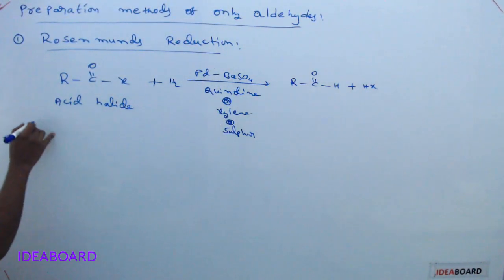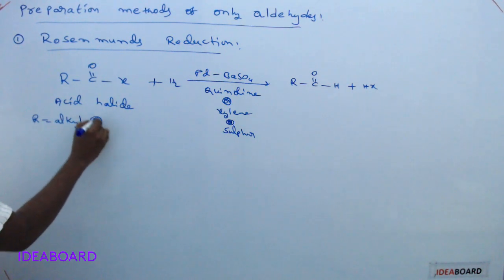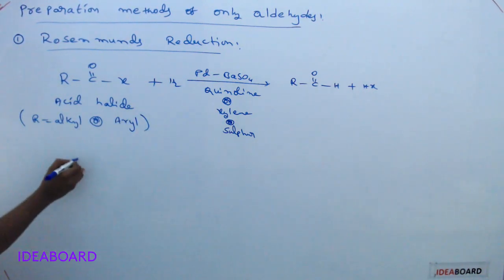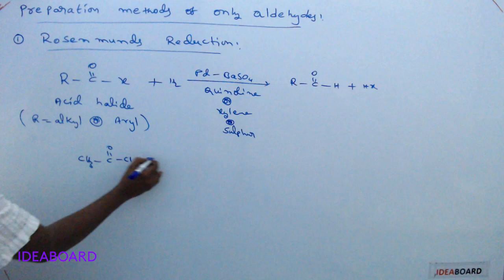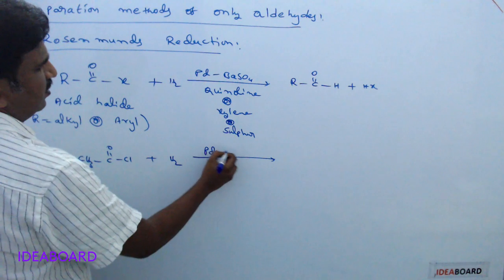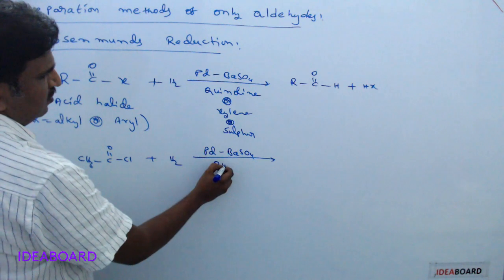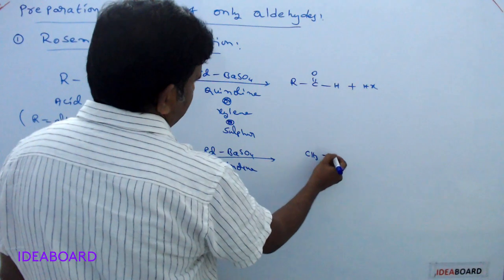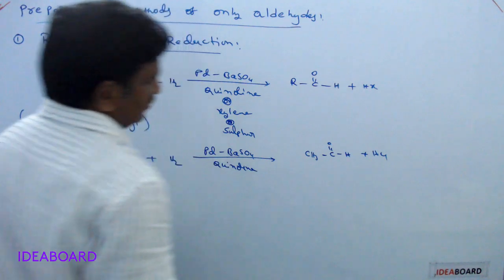This R group may be an alkyl group or it may be an aryl group. So either an alkyl or aryl group is taken. Suppose you are taking CH3COCl, then H2 in the presence of palladium and barium sulfate mixture present in quinoline. Then it is giving CH3COH plus HCl.